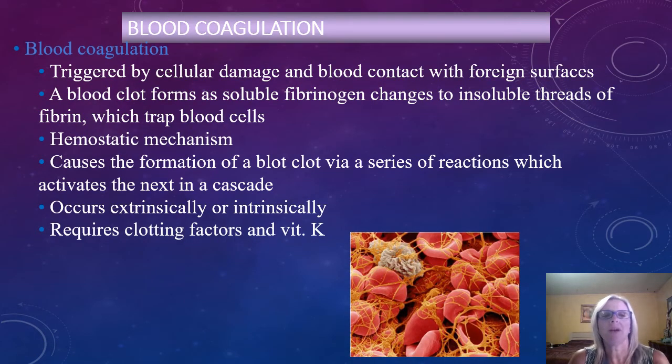So blood coagulation actually occurs in what we call a coagulation cascade. Now, I had to memorize the entire coagulation cascade for biochemistry, but this is just basic anatomy, so we don't have to go into that great of a detail. But it is a cascade of events. This occurs when cellular damage happens and blood comes into contact with foreign surfaces.